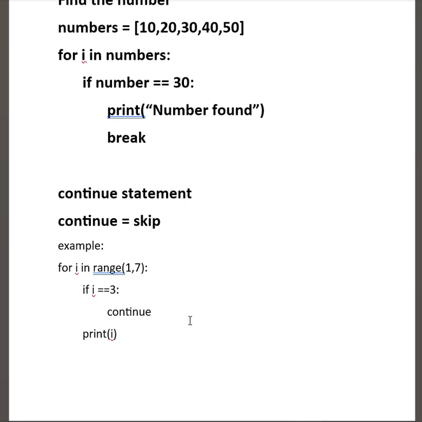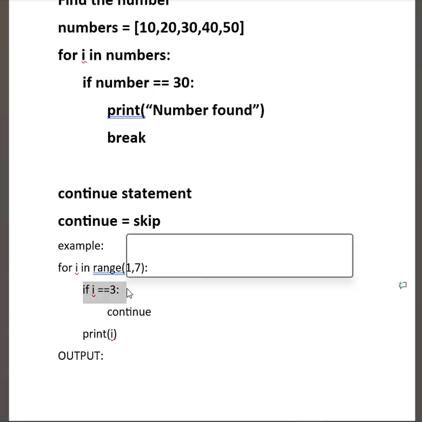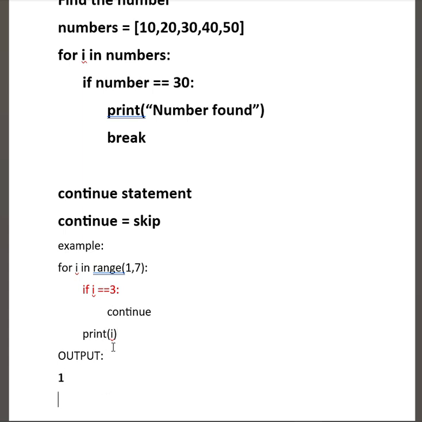What will be the output? If I'm taking i is equal to 1, I'm checking this condition. 1 is not equal to 3, so the condition is false. So it will skip the next line and go to the print statement line. So 1 will be printed. Next, i is equal to 2. 2 is not equal to 3, so the condition is false, and it is going to print the statement.